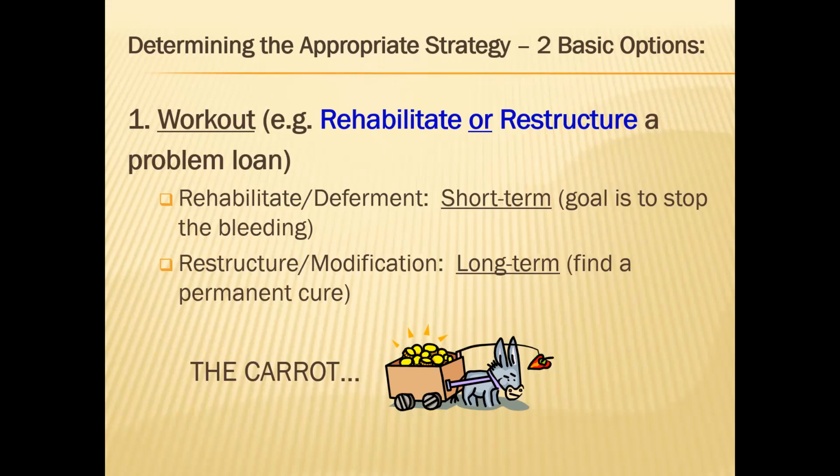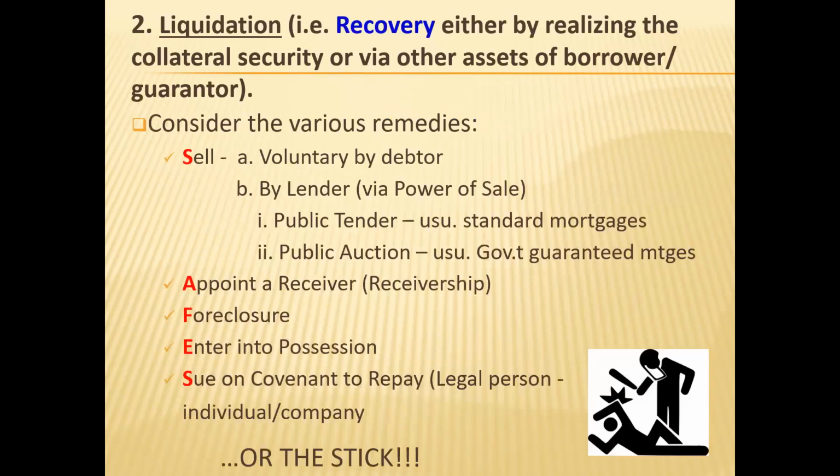The workout, we call that the carrot. Using the carrot. The second option is liquidation, and we refer to this as the stick, the carrot or the stick. You may have heard those sayings. Liquidation is recovery, either by realizing the collateral security or via any other assets that the borrower or the guarantor has. So again, we will know what the borrower or guarantor has, without tipping them off. You want to call them and say, hey, you're having some difficulty, let's talk about it.